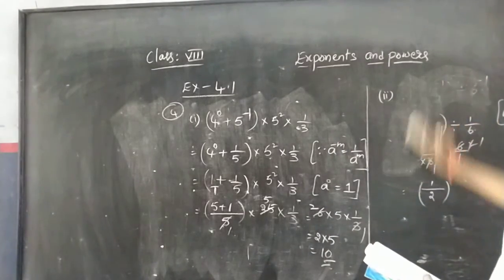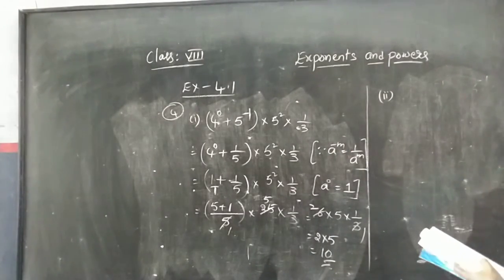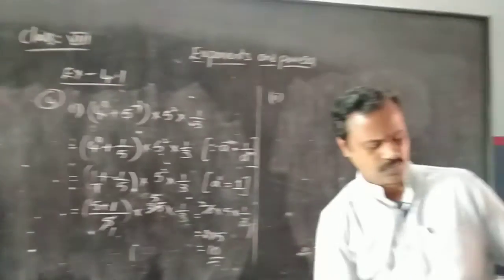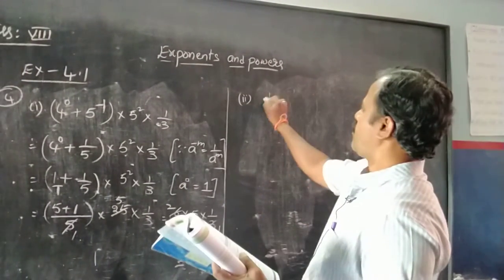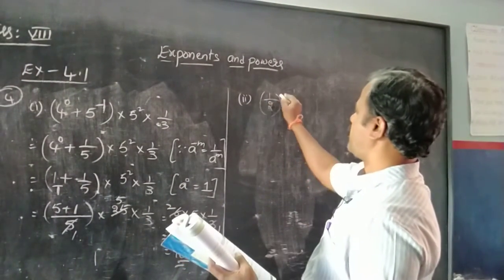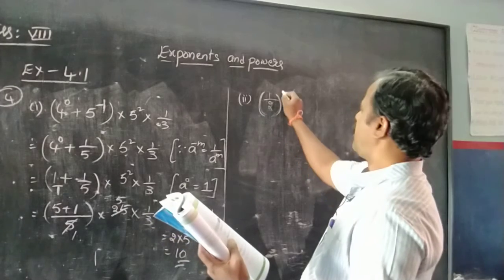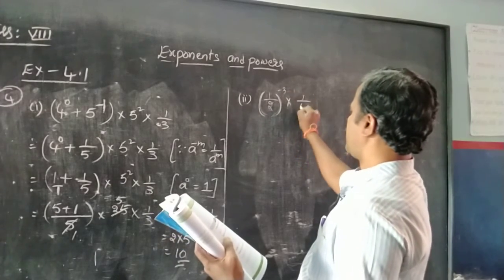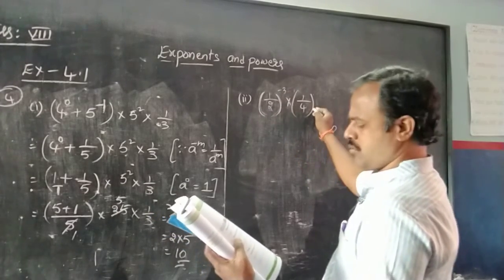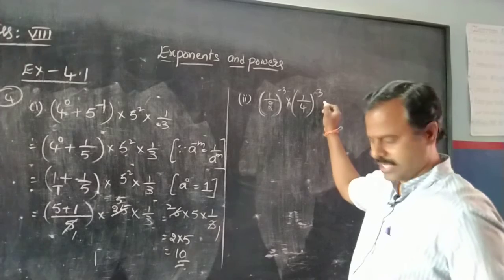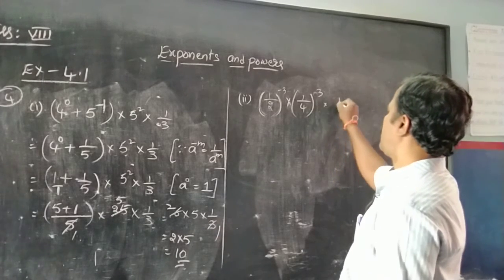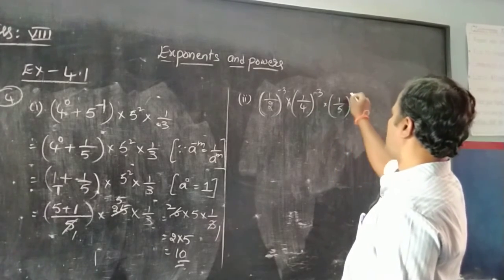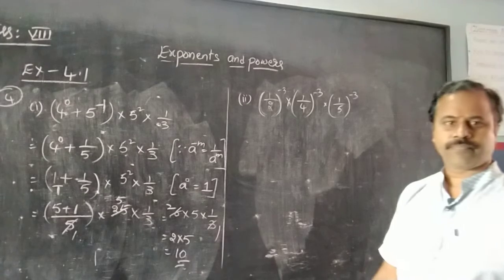And the next question, we go here, the second one in the fourth Roman. So what is the second question given to us? That is 1 by 2 whole to the power of minus 3, into 1 by 4 whole to the power of minus 3, into 1 by 5 whole to the power of minus 3.